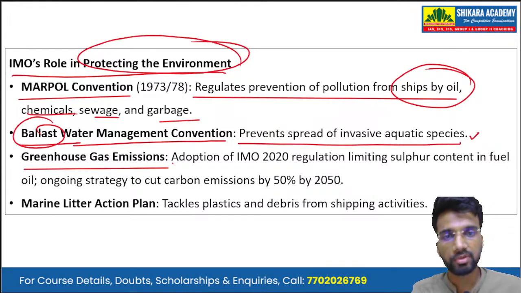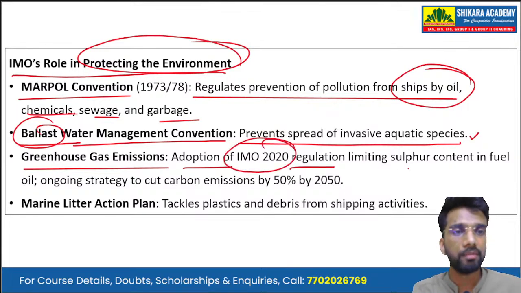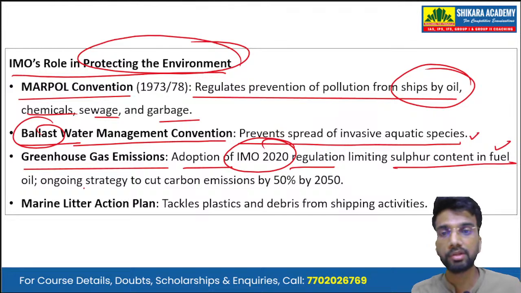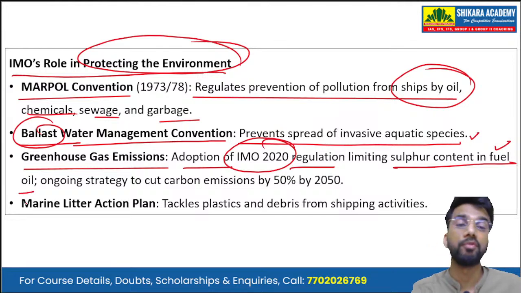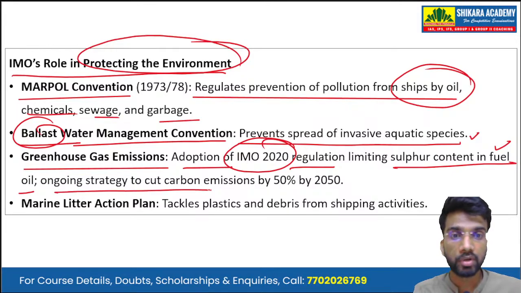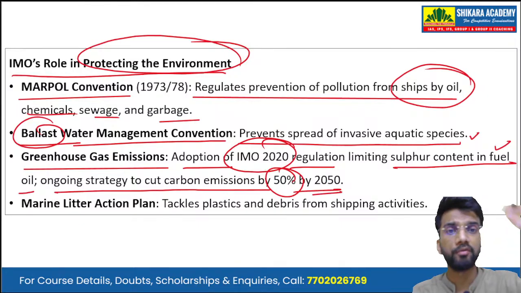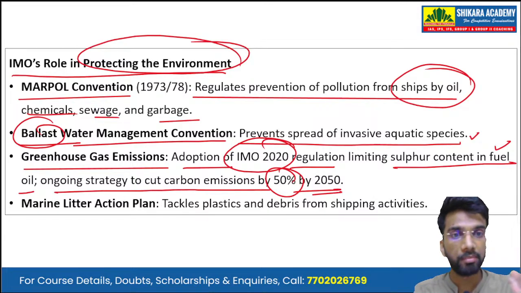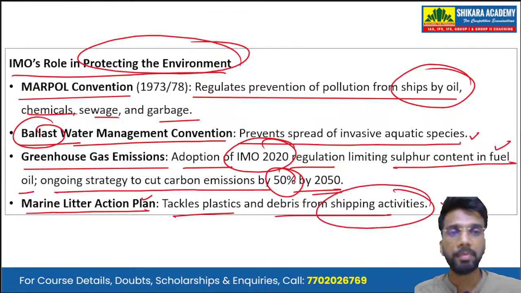Third is greenhouse gas emissions, the adoption of the IMO 2020 regulation, which limits the sulfur content in the fuel oil that is used by large container ships, and the ongoing strategy to cut carbon emissions. There is a target of reducing the carbon emissions from the shipping industry by 50% by 2050. Then there is the Marine Litter Action Plan, which tackles plastic and debris from shipping activities.